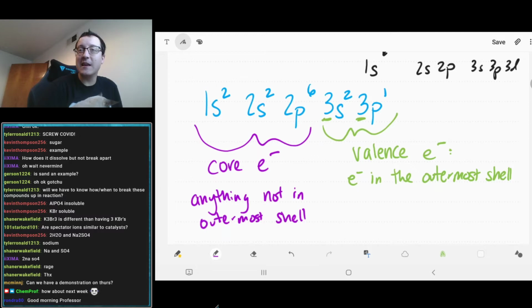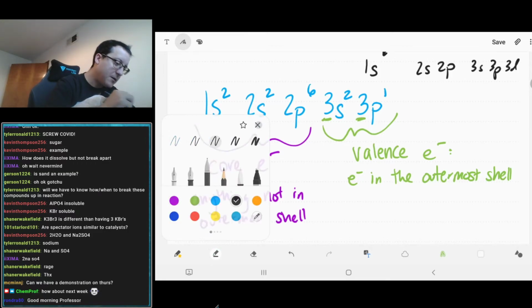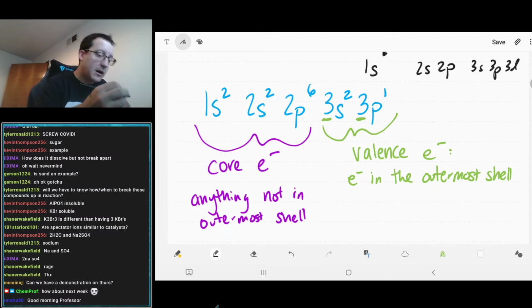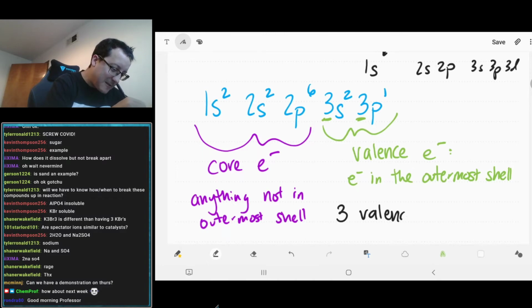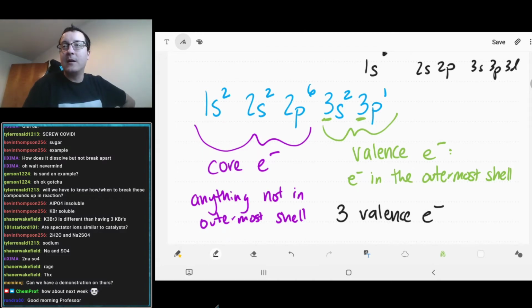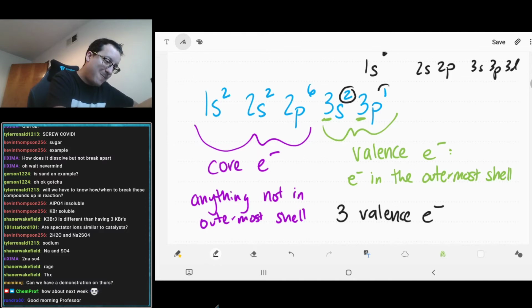Okay, and we're going to see that valence electrons are going to be where all the action is happening in chemistry. So we're going to be talking about valence electrons quite a bit. So just so we know, if we were to look at this aluminum atom, aluminum has 3 valence electrons. It has 3 electrons that are stored in its outermost shell. We know that by adding up these two guys. Those are how many valence electrons we have.